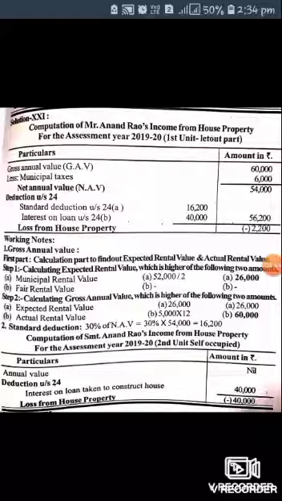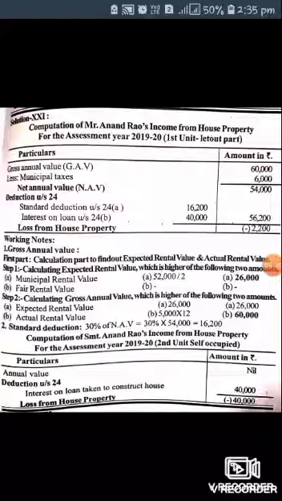There is no fair rental value, so 26,000 is taken as the expected rental value, and gross annual value is the higher of the following. The expected rental value is 26,000 and the actual rental value is 5,000 into 12 months, that is 60,000. So 60,000 will be taken as the gross annual value, and standard deduction at 30%, that is 54,000 into 30%, that is 16,200. So he's getting a loss from the let out part.